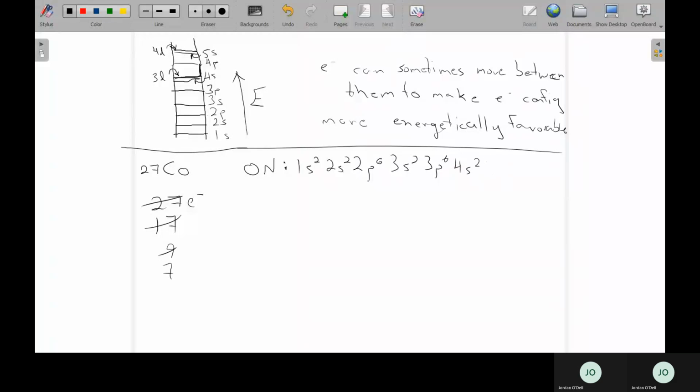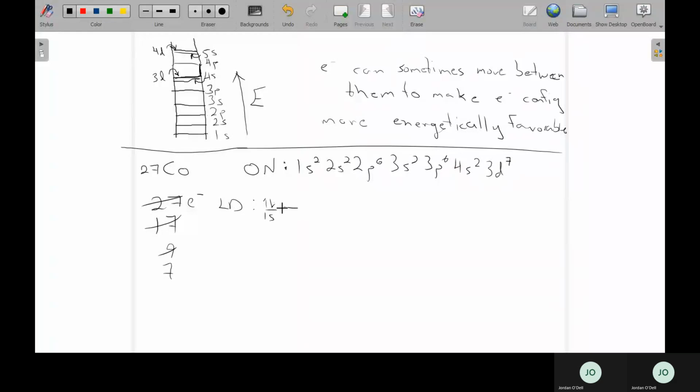And then we're going to have our 3d, which puts us at can hold 7, because we know our d shell can hold 10. So with that being said, let's also look at our line diagram. So our LD. So first we're going to have our 1s, which is going to have 1 up arrow, 1 down arrow.